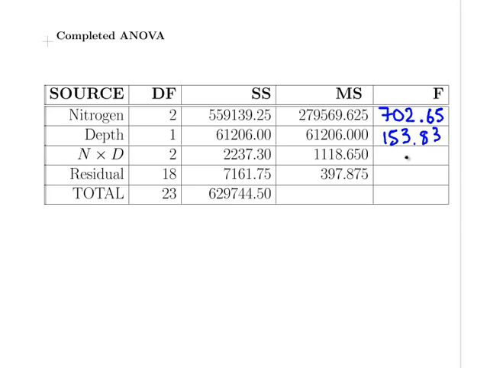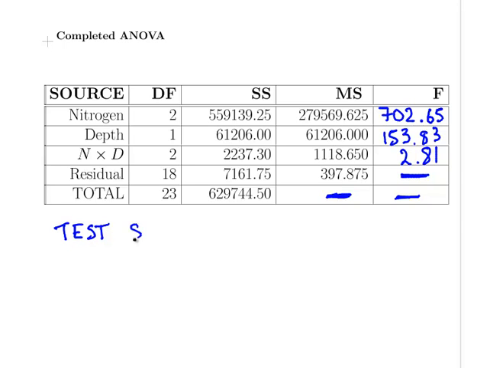153.83. I just stick to two decimal places. And 2.81. Now there will be a test statistic for residuals, and also there's no total mean square. And there's no F statistic for those, so these spaces here will always be blank in this table. Now, these are our test statistics.